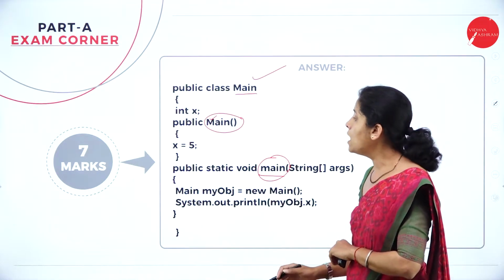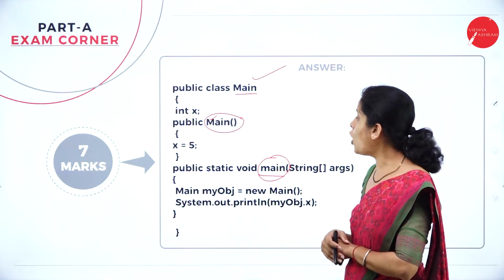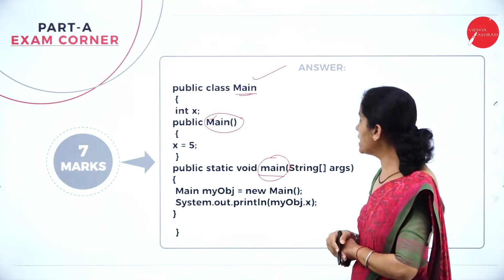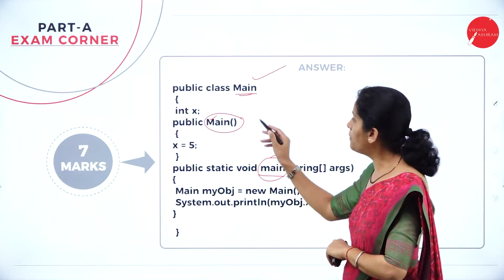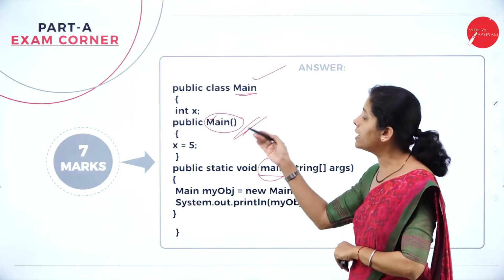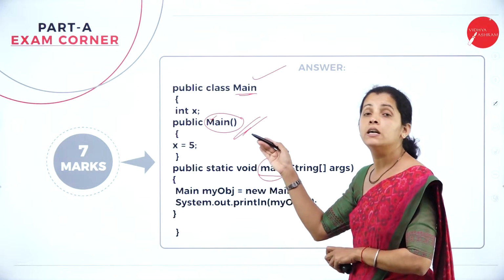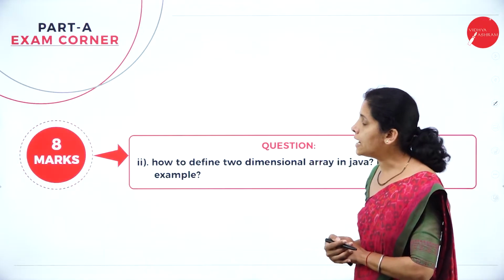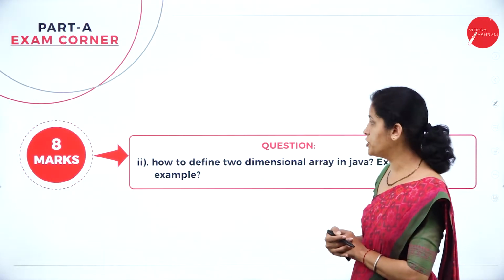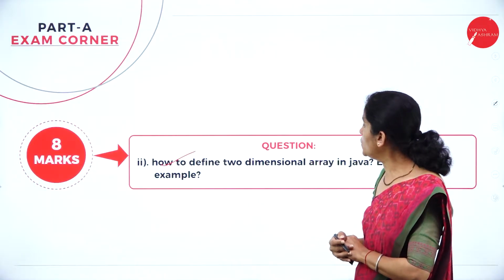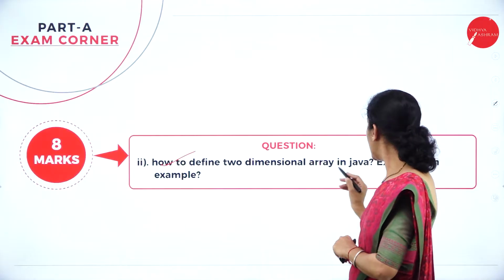Fine. Now I'm going to create the object for this class. When I create the object, the particular constructor gets called. And what kind of constructor is it? Default constructor.